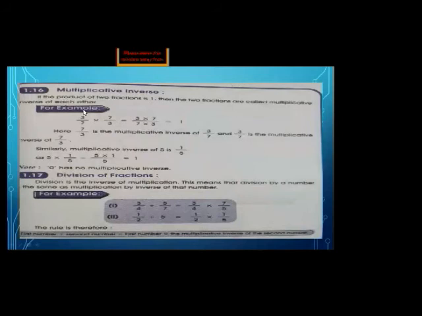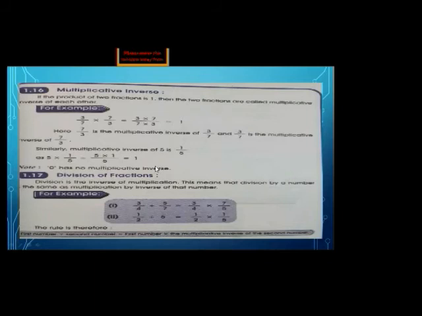Now, multiplicative inverse we have already discussed. If the product of two fractions is 1, then the two fractions are called multiplicative inverses of each other. We have taken this example: 3 upon 7 multiplied by 7 upon 3. After multiplication, the result is 1. Here, 7 upon 3 is the multiplicative inverse of 3 upon 7, and 3 upon 7 is the multiplicative inverse of 7 upon 3. Similarly, the multiplicative inverse of 5 is 1 upon 5, as 5 multiplied by 1 upon 5 is equal to 1. Note, 0 has no multiplicative inverse.